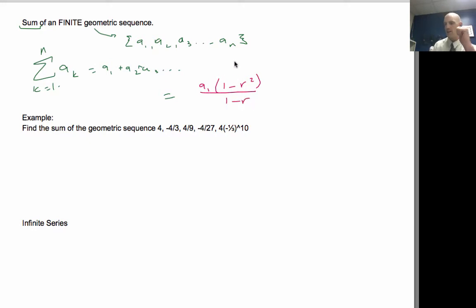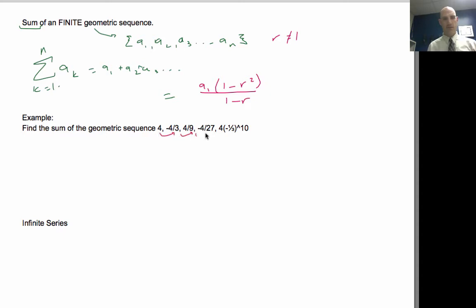All right, so that's how this works, okay? And in this case, r can't equal 1. But I've got this nice little formula that's going to allow me to find the sum as long as I can recognize that it's a finite geometric sequence. Find the sum of the geometric sequence.